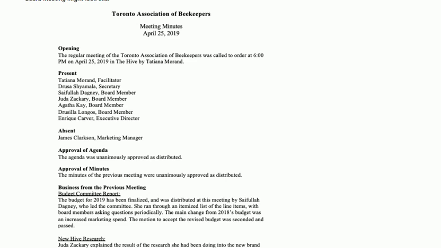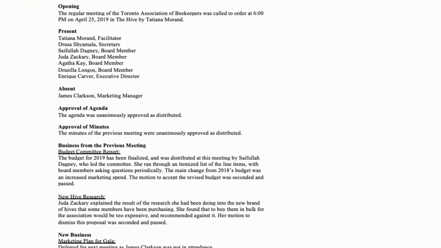Approval of agenda: the agenda was unanimously approved as distributed, and approval of minutes: the minutes of the previous meeting were unanimously approved as distributed. So all of that stuff should be recorded. Business from the previous meeting, some key discussions from the previous meeting, like budget committee report, new hive research. So the minds of all members should be refreshed on where to start this meeting.